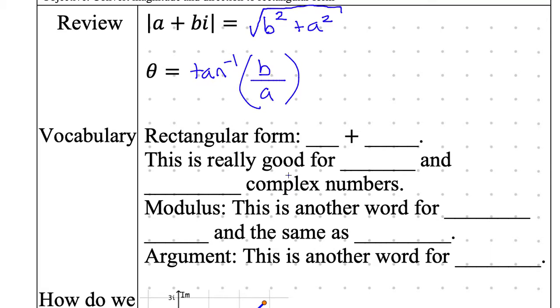Let's get some vocab. First of all, what does rectangular form mean? We've been dealing with this form over and over. Something plus something. I have it written down in the review section. This is rectangular form right here: a plus bi. Everyone write it down. So when I say the words rectangular form, now you know what I'm talking about. I'm just talking about a plus bi.